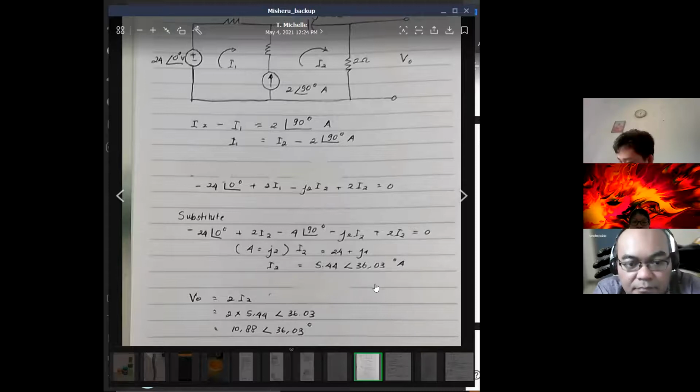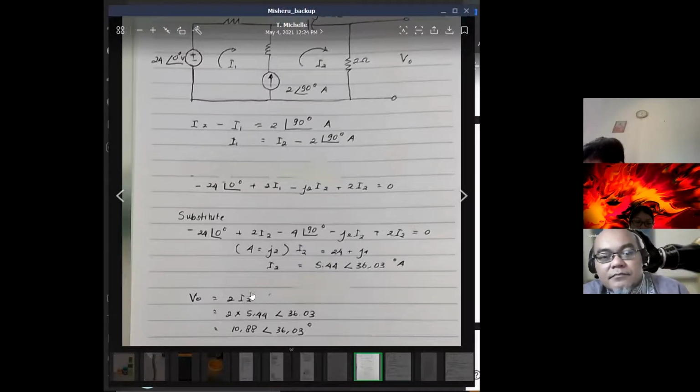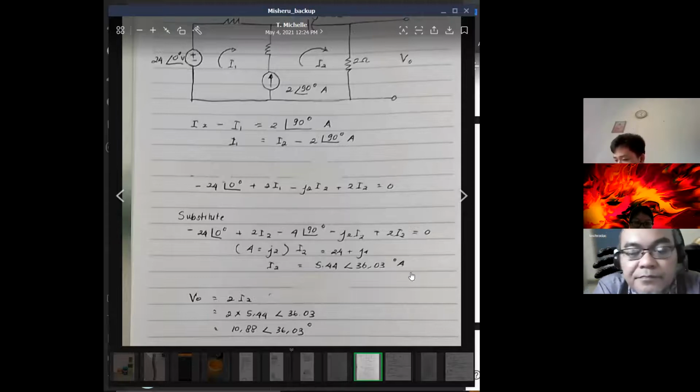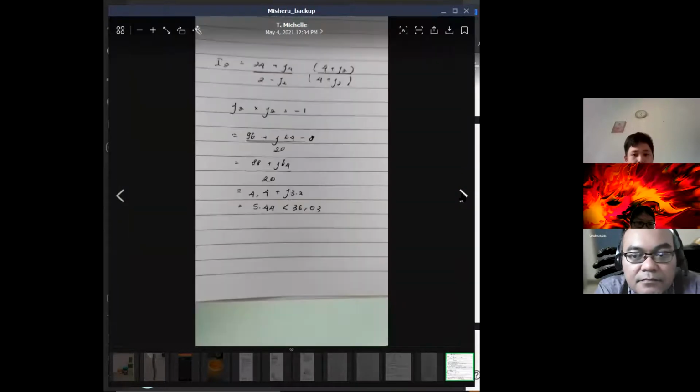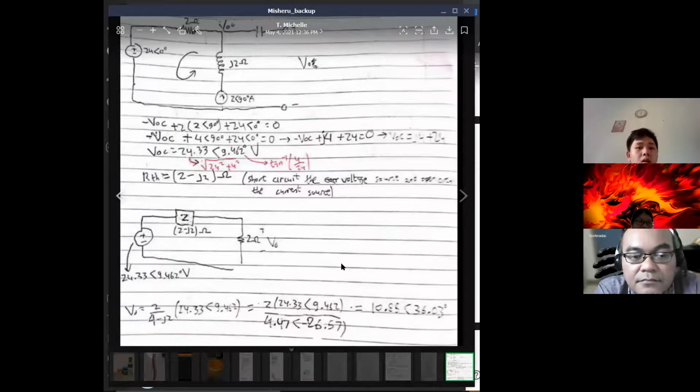Through a series of calculations, we got I2 equal to 5.44 with 36.03 degree amps. And for the V0, it is equal to 2 times I2, where I2 is 5.44 with 36.03 degree amps. And then we got 10.88 with 36.03 degree. And then the next part is Nikki.